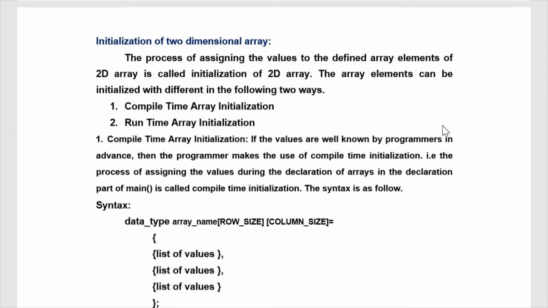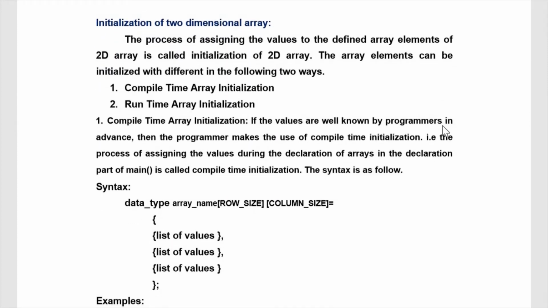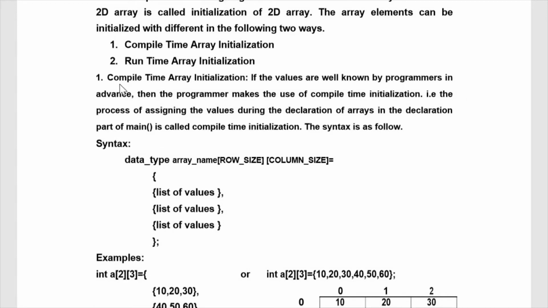Now initialization of two-dimensional array. Let's have a look. The process of assigning the values to the defined array elements of a 2D array is called initialization of 2D array. To initialize the array elements, we have two different ways. One is compile time array initialization, another one is runtime initialization. I think we have already seen it in single dimensional array. It's just a repetition of that.